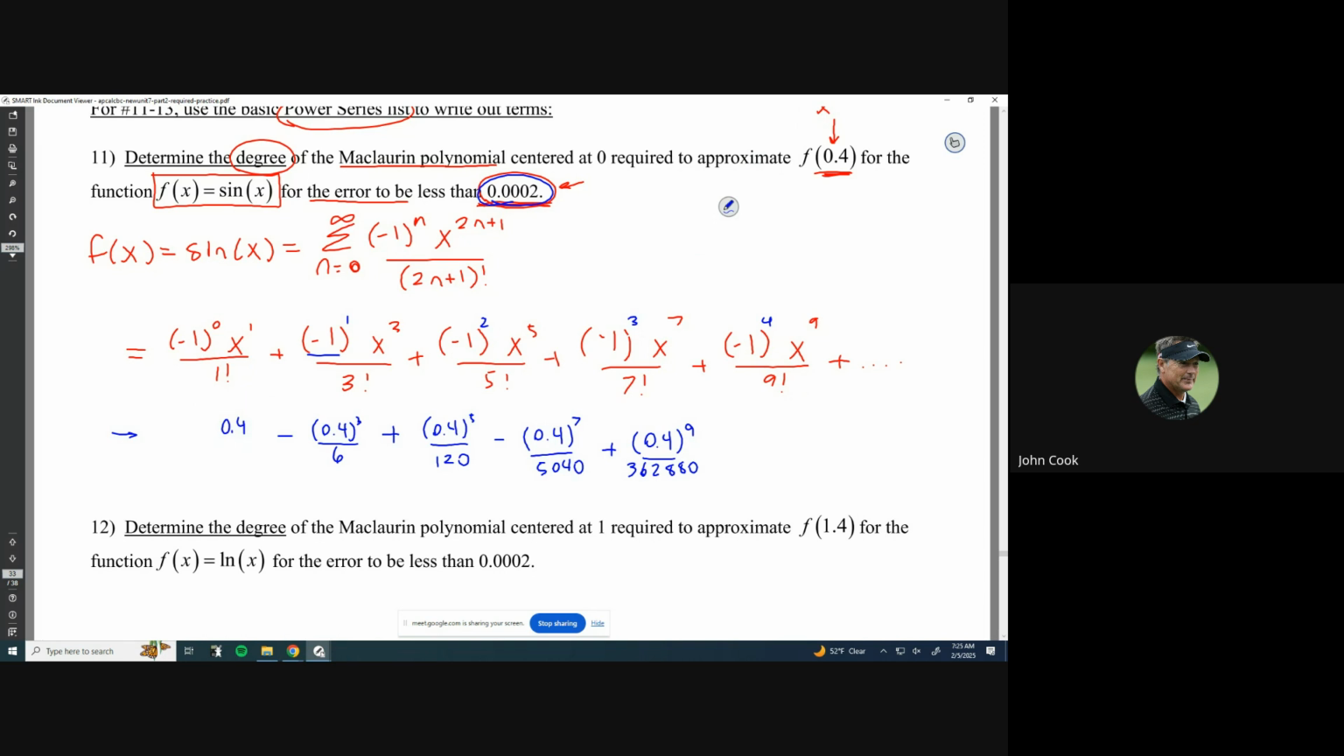All right, so now each term, I'm going to find out what those values are. Okay, so this is 0.4, so that's easy. Let's figure out what that next one is. So 0.4 to the 3rd over 6. So I got 0.0106 repeated. Now remember, I'm looking for a number that is less than 0.0002. I'm not there yet, okay?